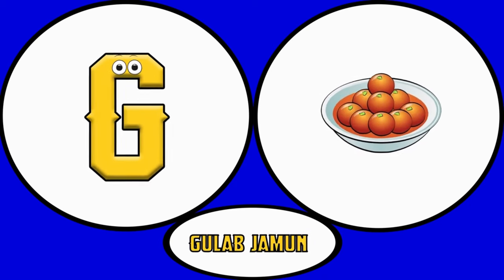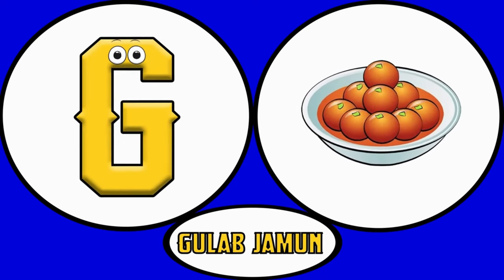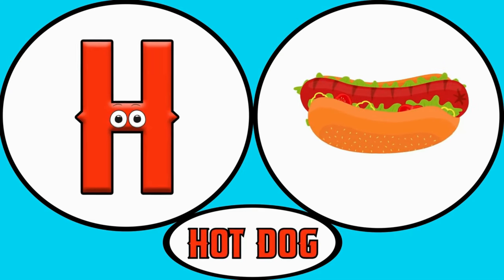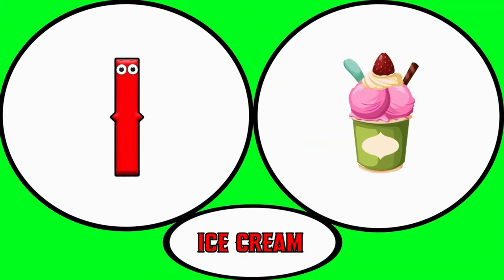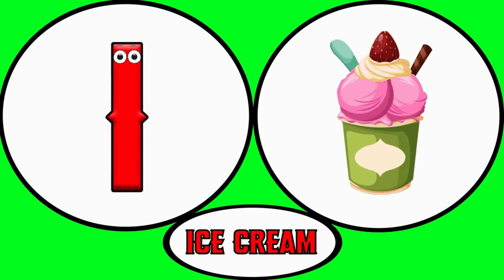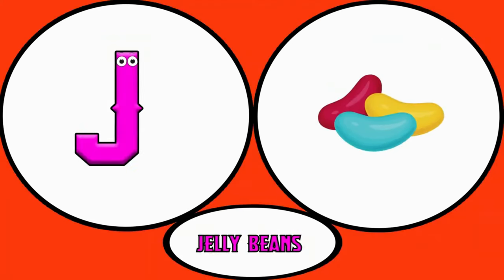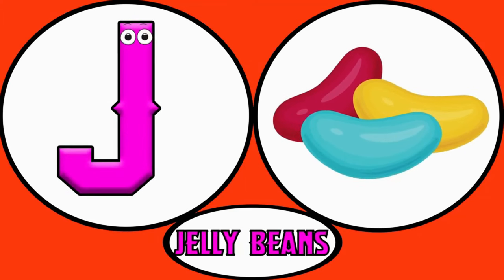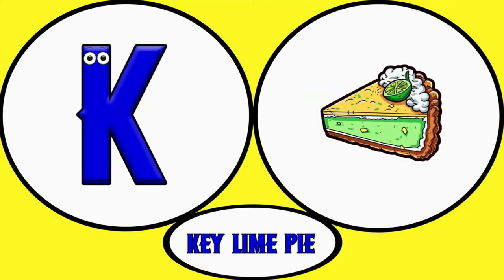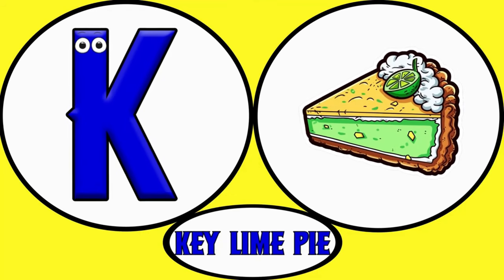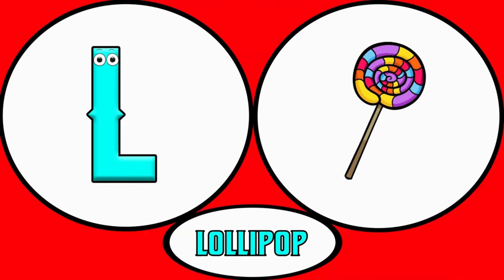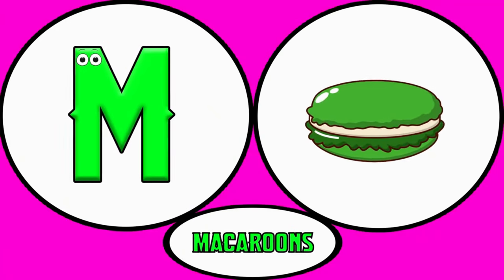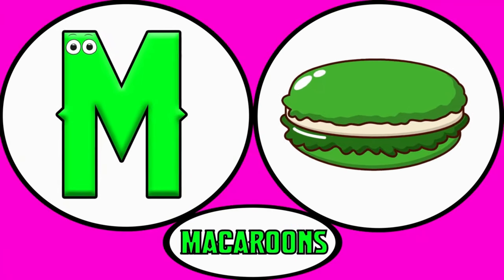G is for gulab jamun, gulab jamun. H is for hot dog, hot dog. I is for ice cream, ice cream. J is for jelly bean, jelly bean. K is for key lime pie, key lime pie. L is for lollipop, lollipop. M is for macaroons, macaroons.